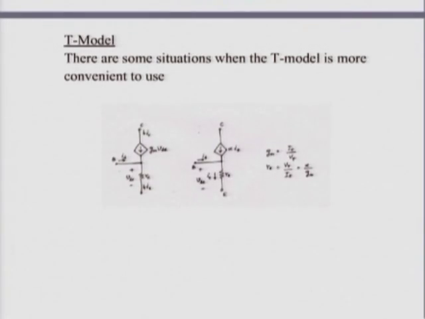Now, the hybrid pi model is useful whenever your emitter is at ground potential. Like in the common emitter amplifier with a CE connected there, we know that the emitter is at ground potential. In such a case, the hybrid pi model is very simple. But in case you have a situation where your emitter has a resistance to ground, then the hybrid pi model would be quite complex. In such a situation, this T model would give you very, very simple solutions.